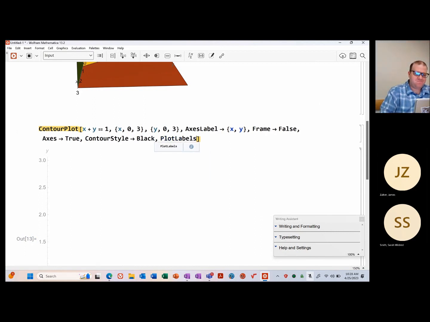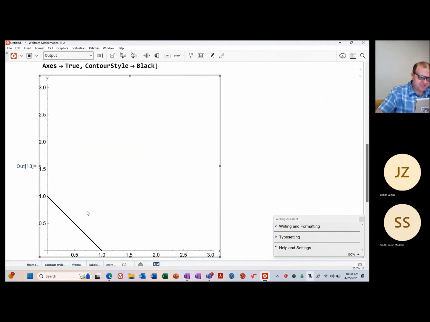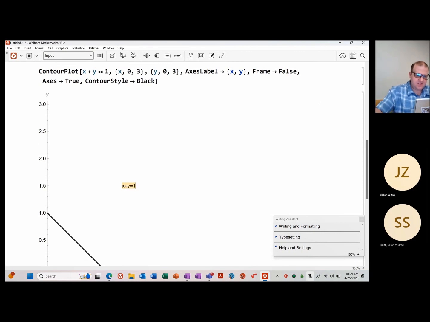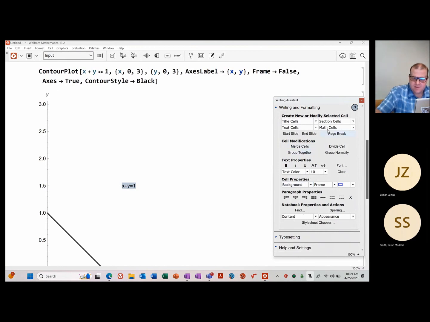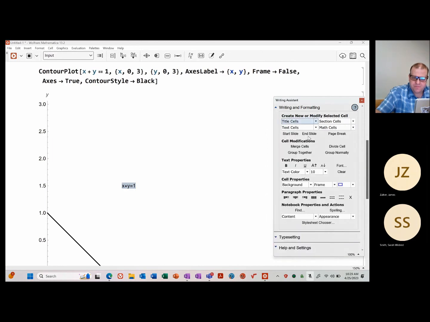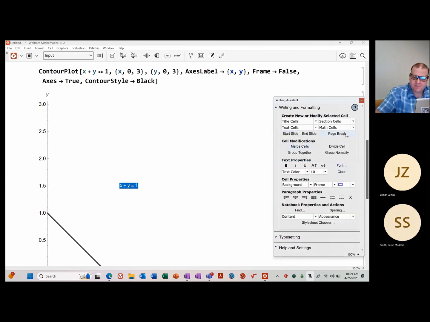Oh, I can't. That's right. It's not going to allow me to do that because it's contour. I'm going to have to do this. I thought I could do that. Maybe this. There we go.